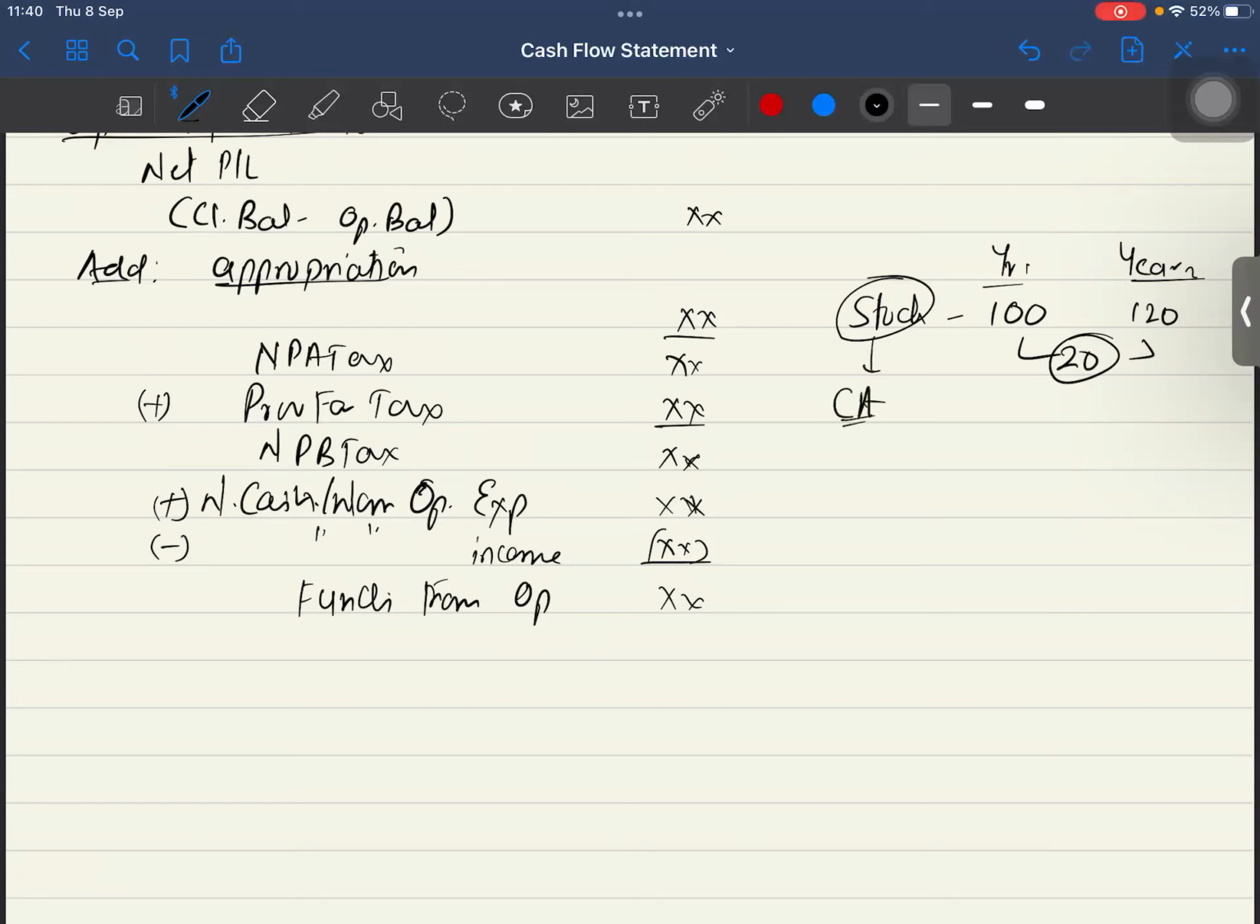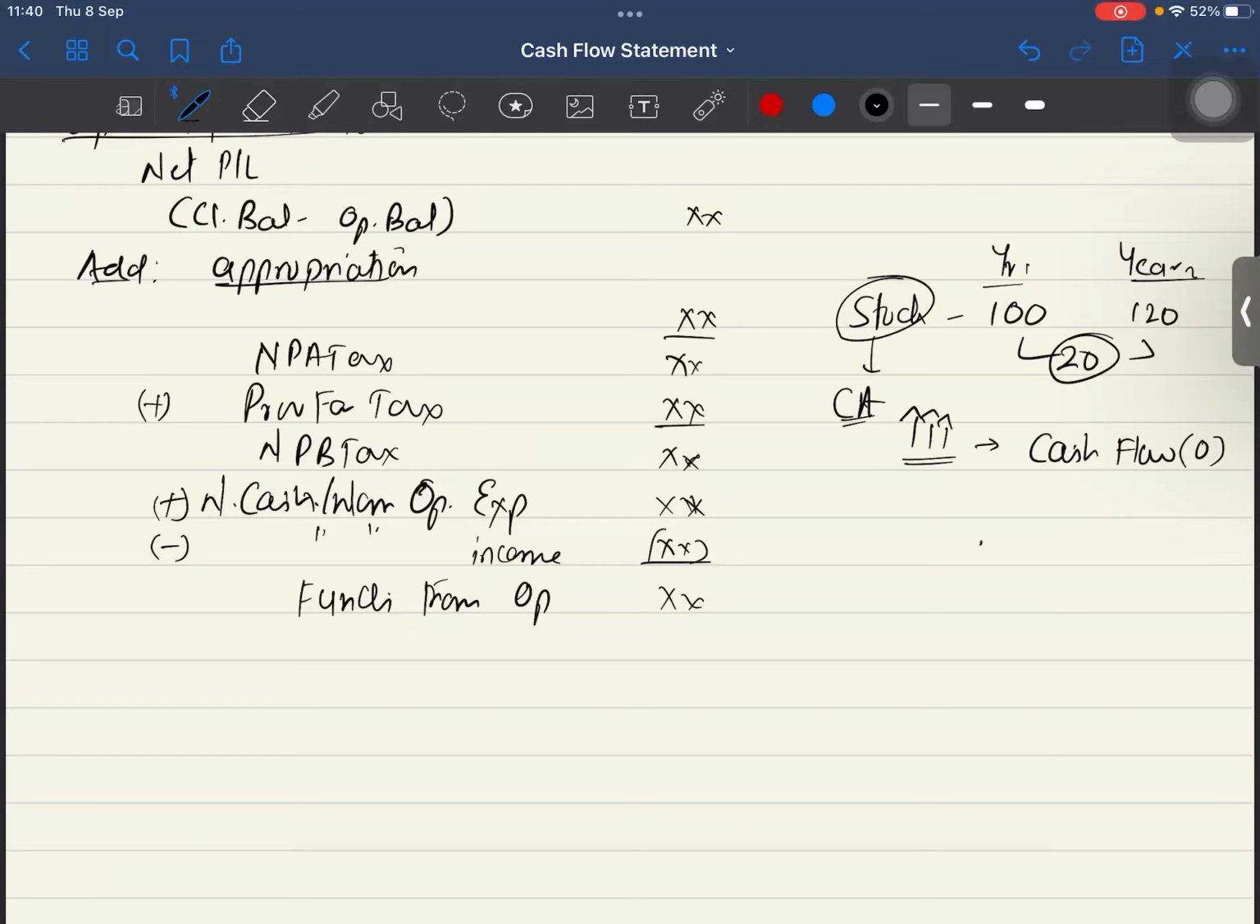There are many current assets. So this is a very clear idea for you to know. Whenever there is an increased amount in the current asset, my cash will flow out. So I'll have to subtract. Because whenever you are buying more stock, you'll have to make the payment. And whenever you make the payment, the paisa goes out.